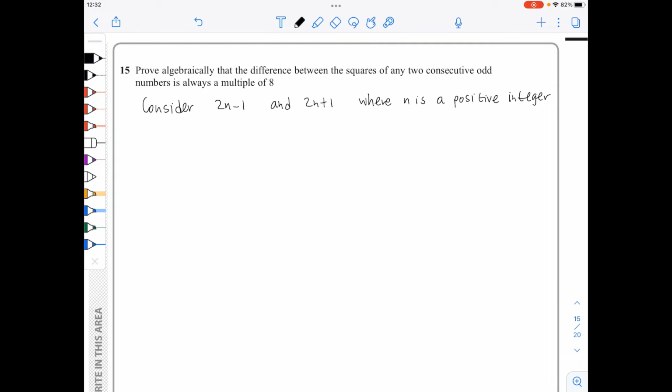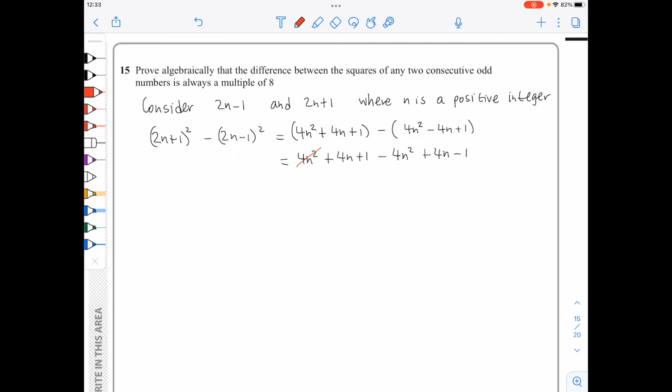Now, the difference of their squares is going to be (2n plus 1) all squared minus (2n minus 1) all squared, which I could expand into (4n squared plus 4n plus 1), take away (4n squared minus 4n plus 1). Notice the use of the brackets here to avoid messing up with the negative signs. I will expand everything now into 4n squared plus 4n plus 1, take away 4n squared plus 4n, take away 1. The n squared terms cancel out, the constant terms cancel out, so we're left with 8n, i.e. a multiple of 8 as required.